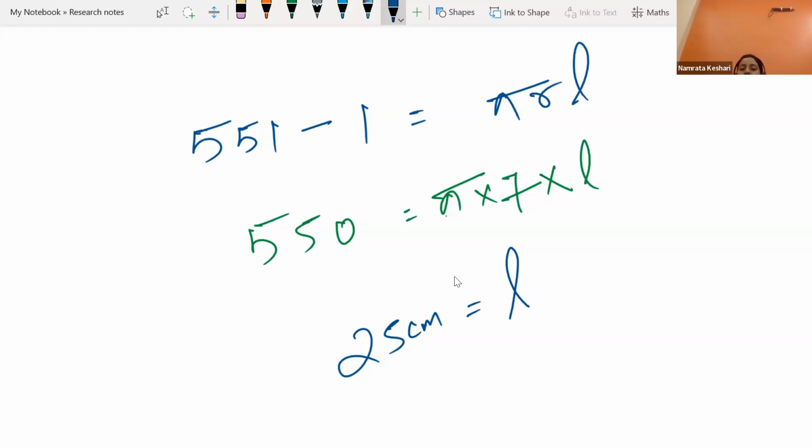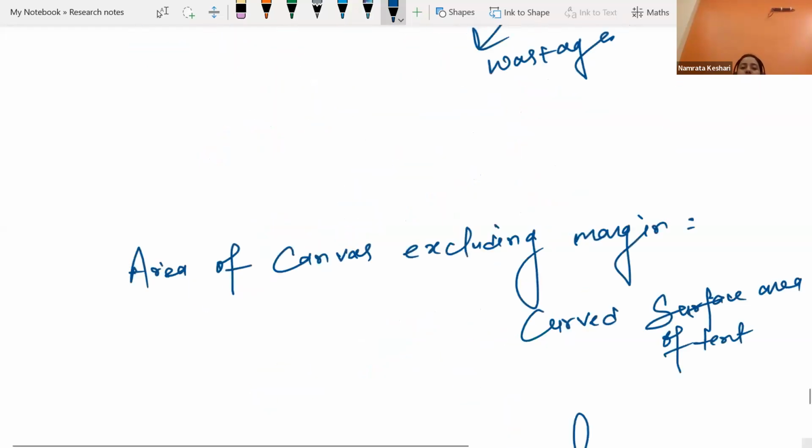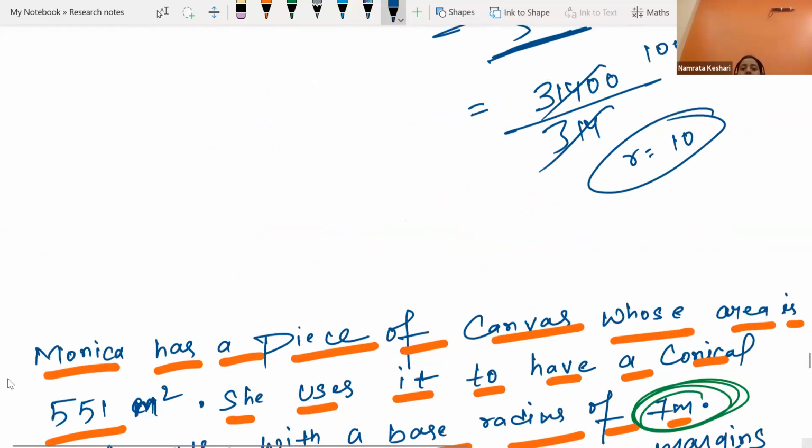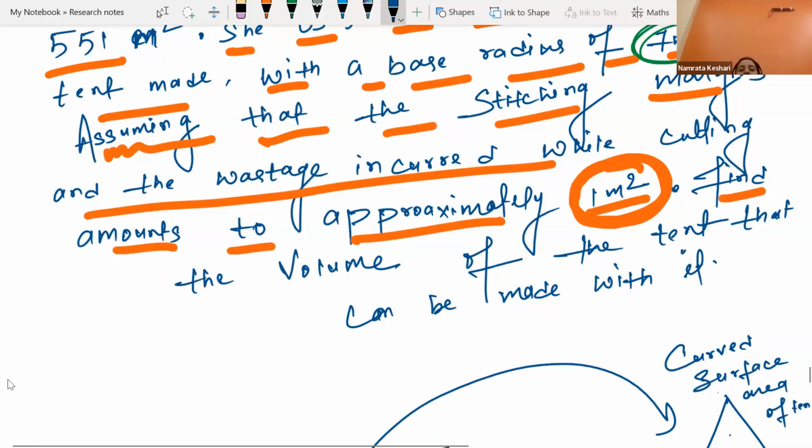Here pi you can take 22 by 7. The 7s will cancel out each other and 22 will go to the other side directly. Quickly you will be able to find the L value. L we got. When you read the question, you will realize that you have to find the volume of the tent.